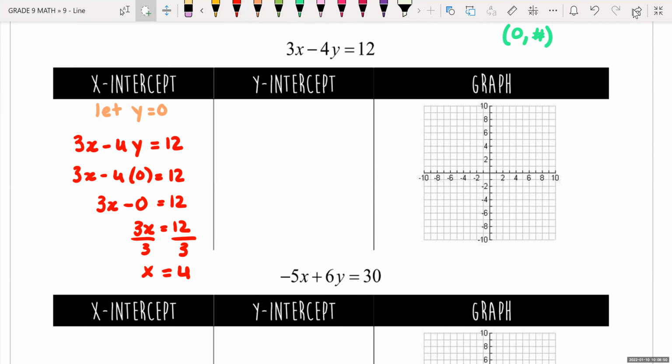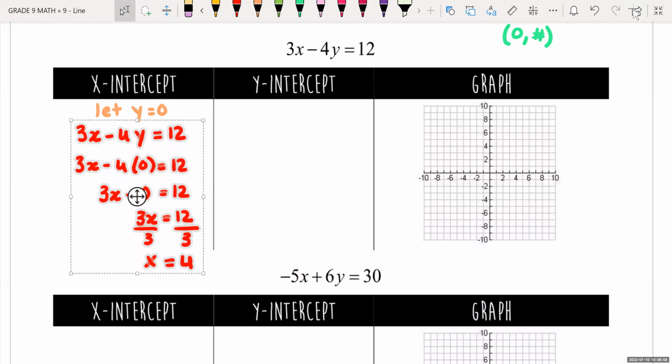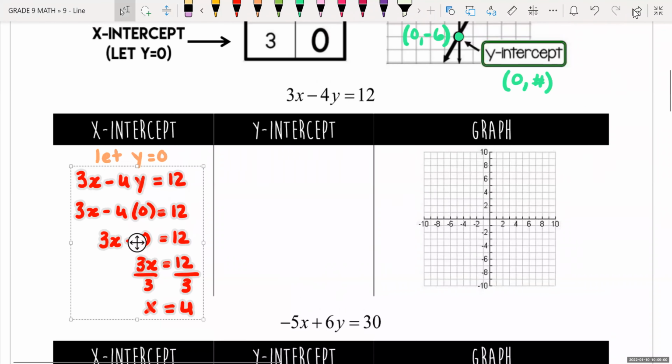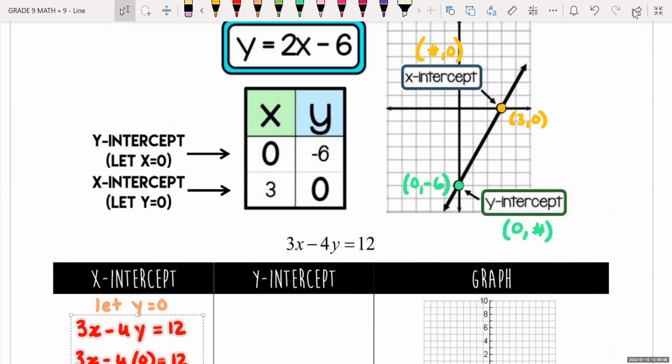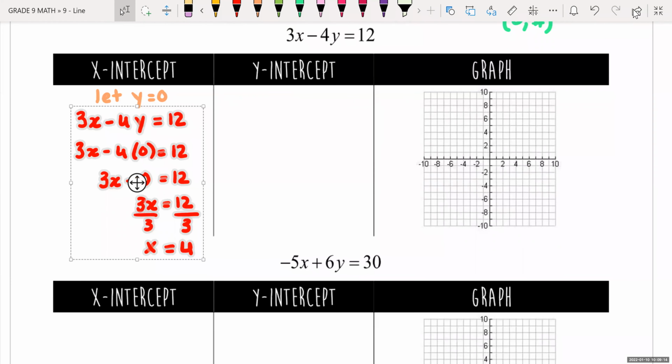So what I did was I took my equation and I put in y is equal to 0, because we know, if I go back to this diagram here, for anything that is an x-intercept, why can't I move up? For anything that is an x-intercept, the y value has to be 0. That's the rule, right? X-intercept, let y equal 0. So I use that rule over here. I put in a 0 wherever I have my y, and I got x is equal to 4.